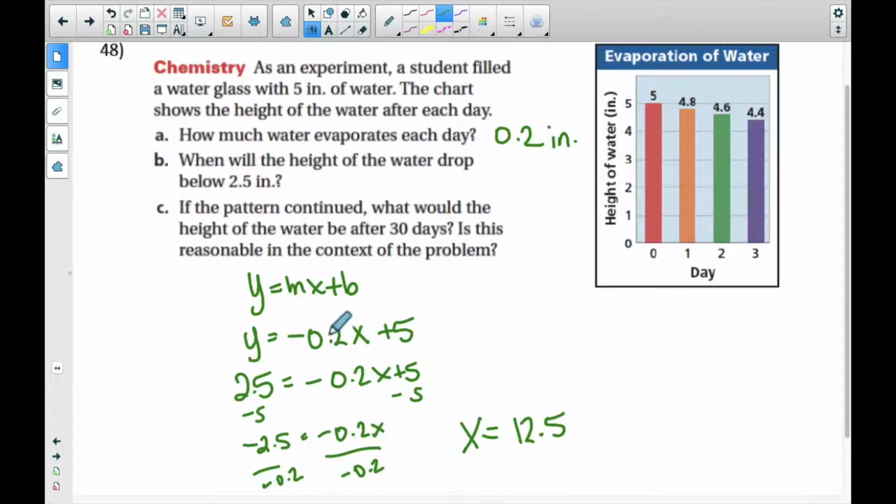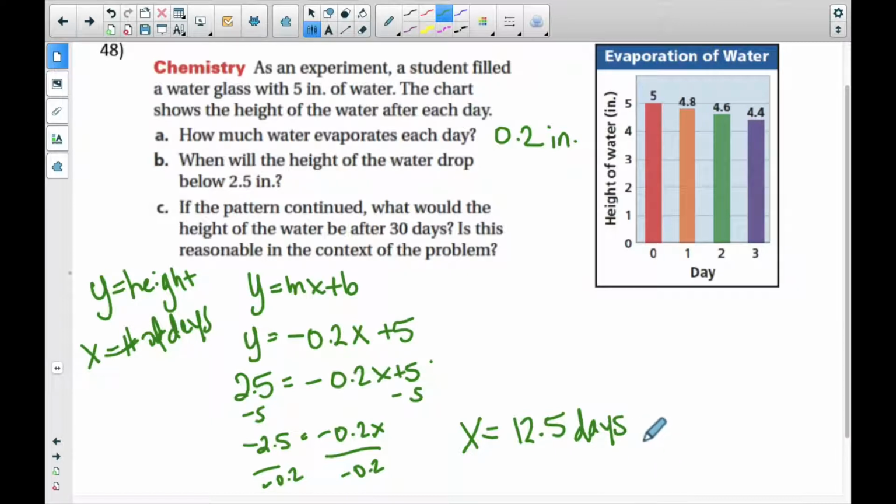Okay, we probably should have defined our variables. Y was the height, right? That's what that 2.5 was, how high it was. And x was the number of days. So this says it will take 12.5 days to get below 2.5 inches. If you wanted to say greater than or equal to, you could, because after that 12 and a half days, it's going to drop down.